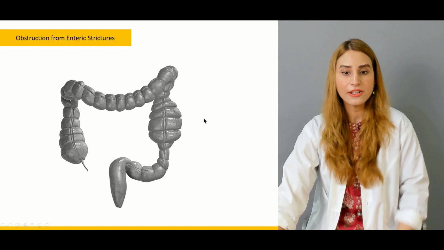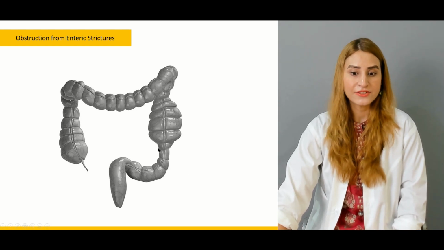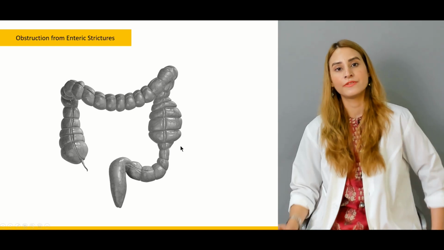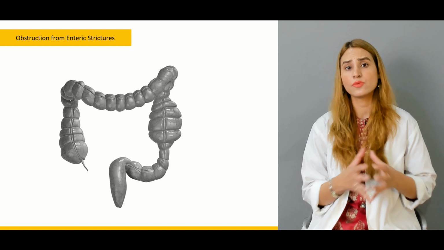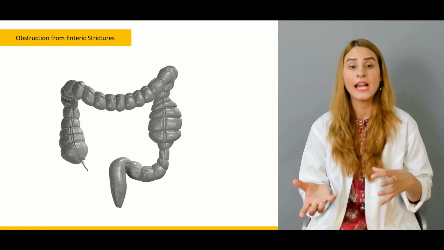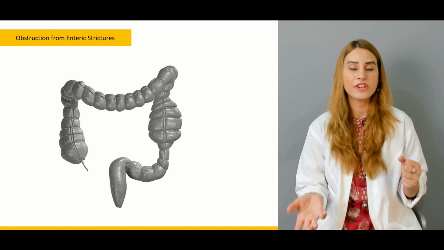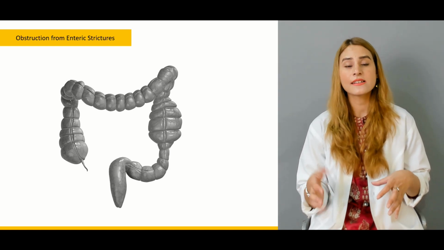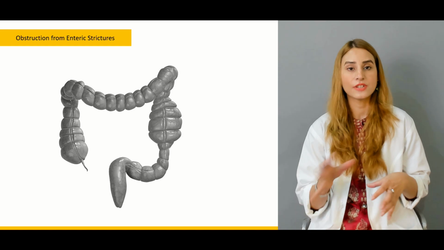So you can see here, this is the stricture which is located here, and the proximal segment of the loop is so much dilated because of the impaction of the stool, and because of the fluid which is not being transported distally to the obstruction, right? So all of these things are very important to keep in mind.